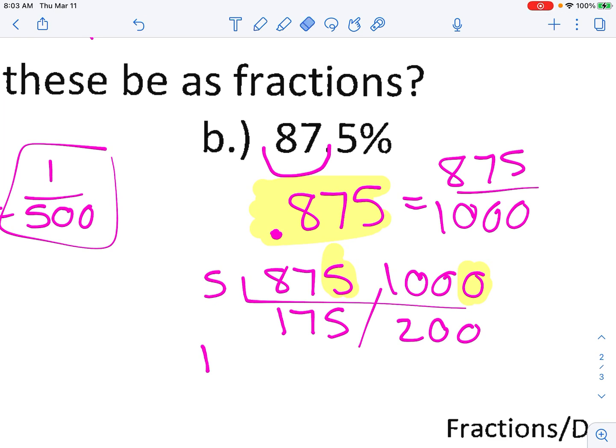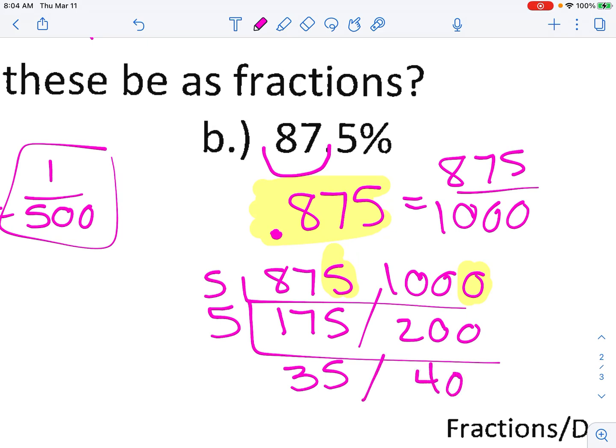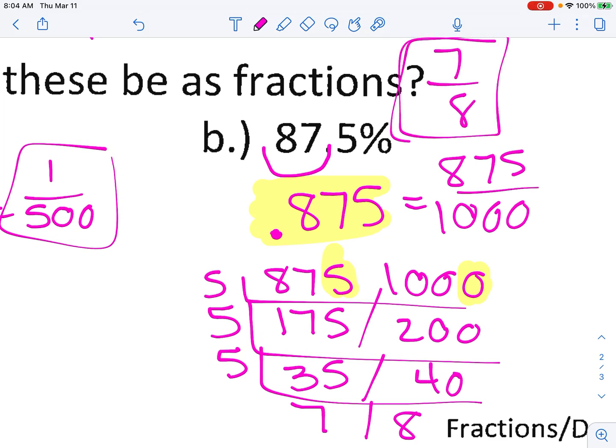So our final answer, oh, I'm sorry. Nope, divide by 5 again, my bad. Divide by 5 again. So 175 divided by 5 is 35. And 200 divided by 5 is 40. One more time, divide by 5, 7/8. That was a lot of work. 7/8 is our final answer on that one.